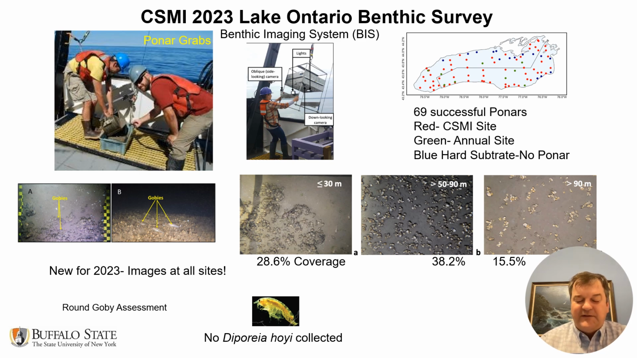The benthic imaging system was used to look at Dreissenid mussel coverage, and you can see it did a really good job. These are kind of characteristic photos for each depth interval. So we have less than 30 meters at an estimated 28.6% coverage of mussels, 50 to 90 meters, which had 38.2%. And then when you get greater than 90, you still have mussels, but it's down to 15.5. So generally the mussels are working their way deeper and deeper into Lake Ontario.